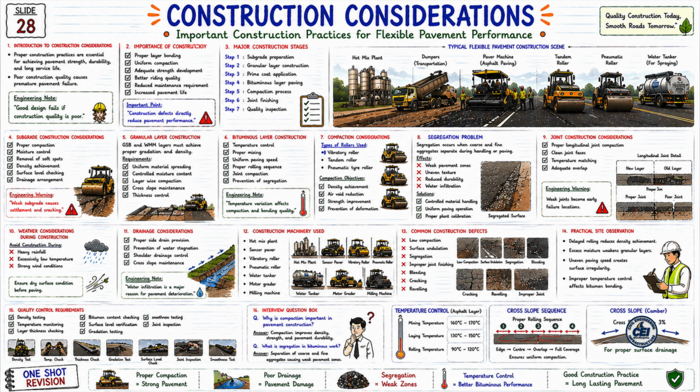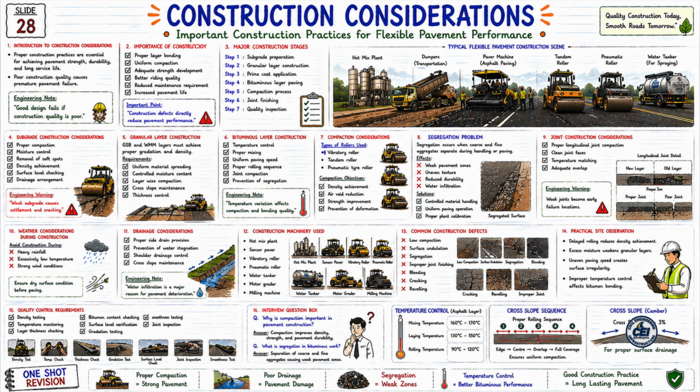Construction considerations. So friends, till now we have understood pavement design, overlay, shoulder support, and rehabilitation concepts in detail. But now we will understand the most important factor that can make even a good design fail, and that is construction quality. Because a very important thing is said in highway engineering: good design fails if construction quality is poor. And this entire concept is explained in detail in this slide. So let us understand the entire slide step by step.